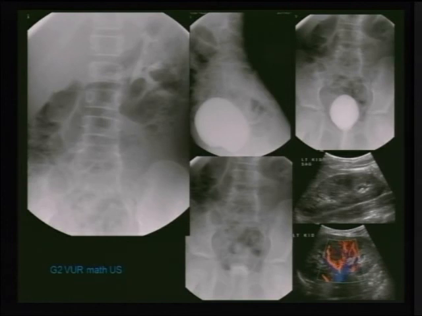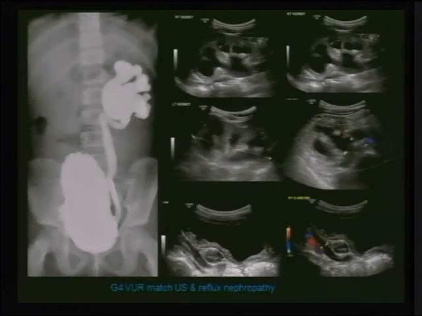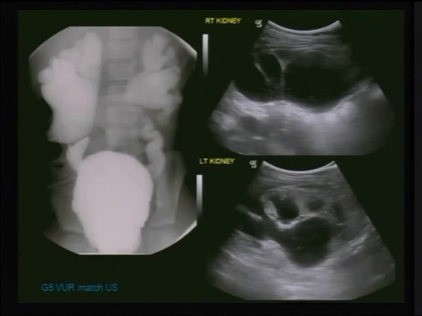Sometimes when we do VCUG and we do an ultrasound after that, we see that it may or may not match our findings. Here the ultrasound is matching this VCUG. We know that grade 2 vesicoureteral reflux will have no dilatation in the collecting system. Here there is dilatation in the collecting system on ultrasound, and here is grade 5, which is also matching. So grade 5 VCUG is matching the ultrasound.